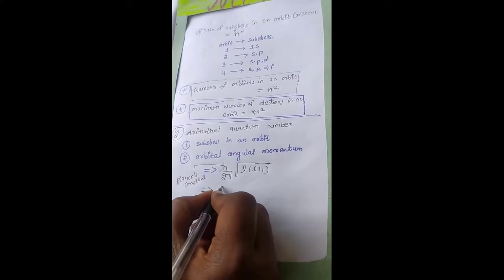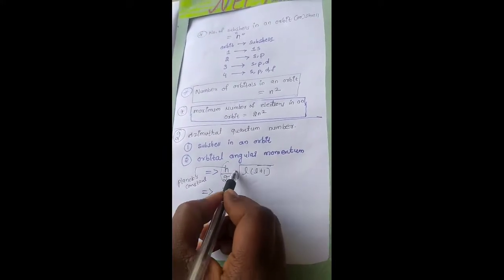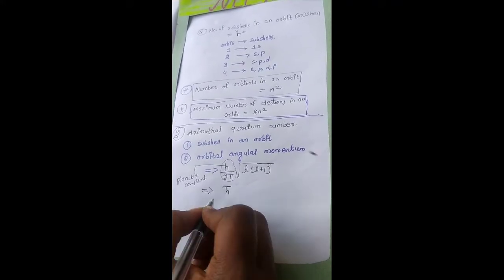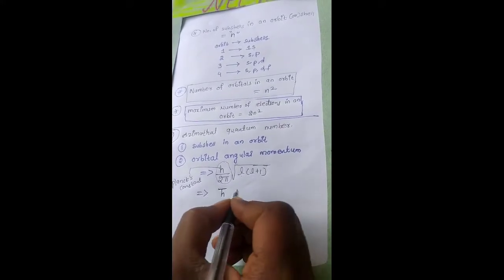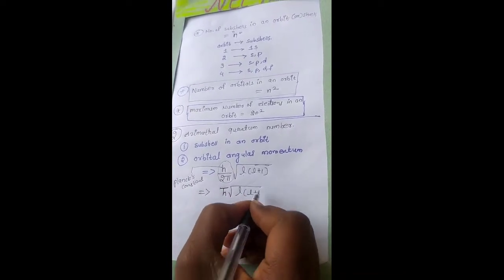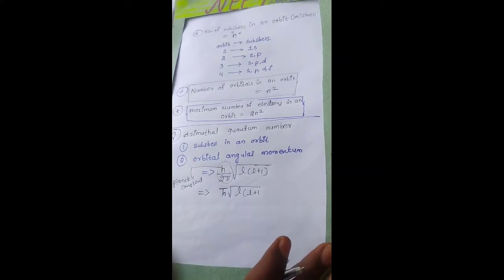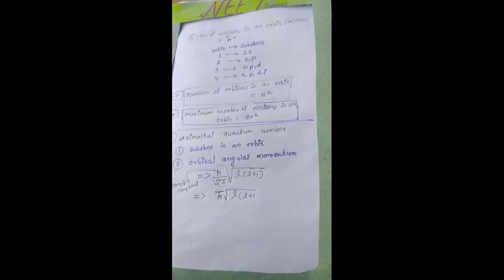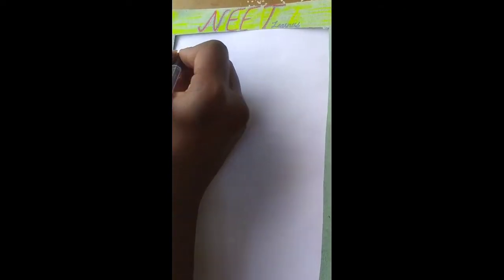In place of h by 2 pi, we can also write it as h cut. h cut into under root l into l plus 1. Let's see for all the subshells. Let's take every subshell, first the s subshell.